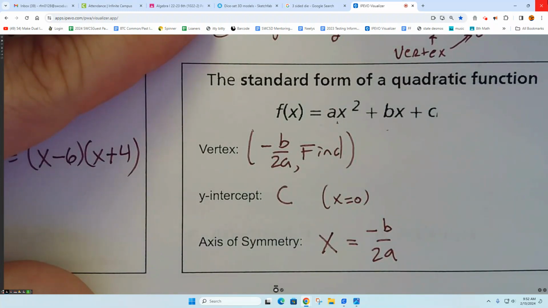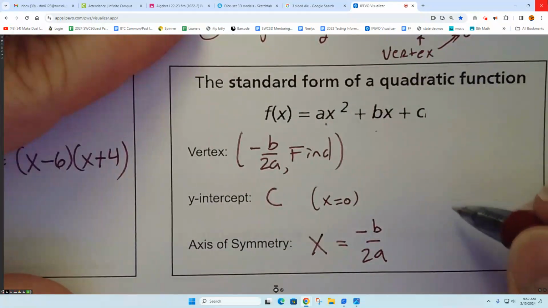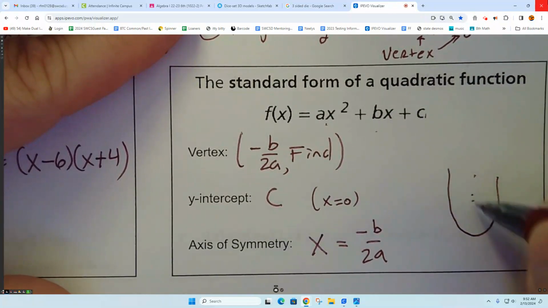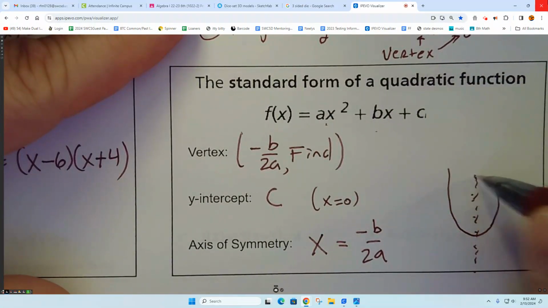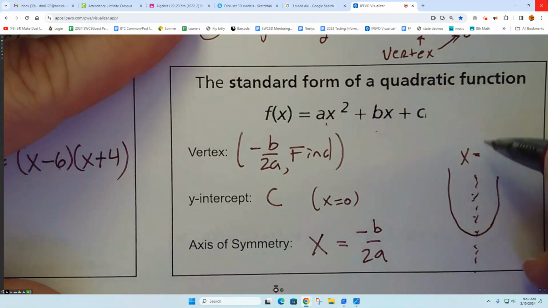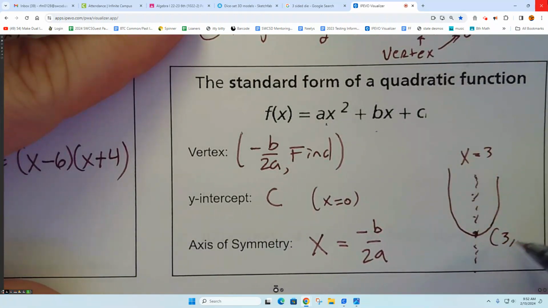What's the axis of symmetry? It's the line that goes down the middle and cuts it in half. And we say x equals, because it's going to be x equals, like, I don't know, 3, because that's going to be the value of our vertex. Yeah, because the bottom, it's just the x.